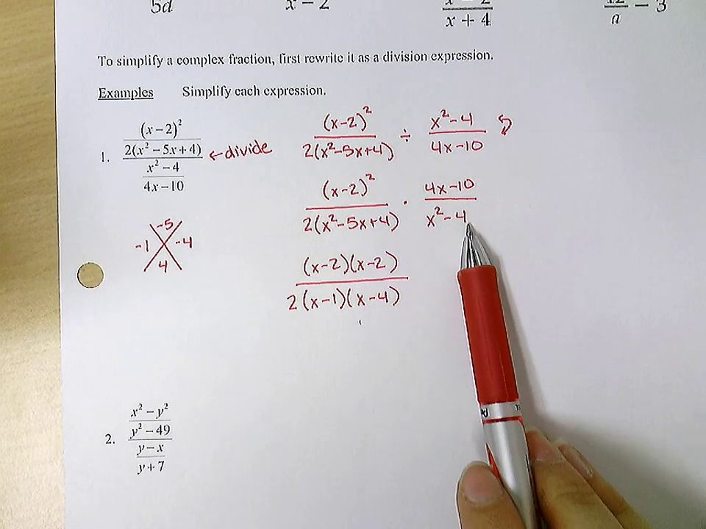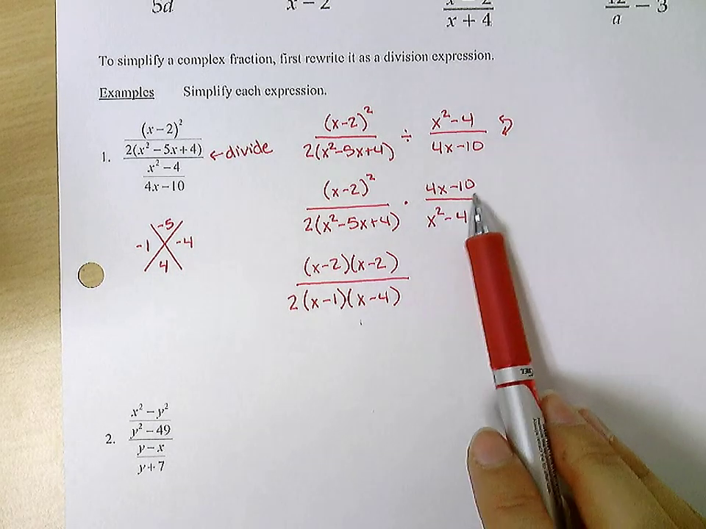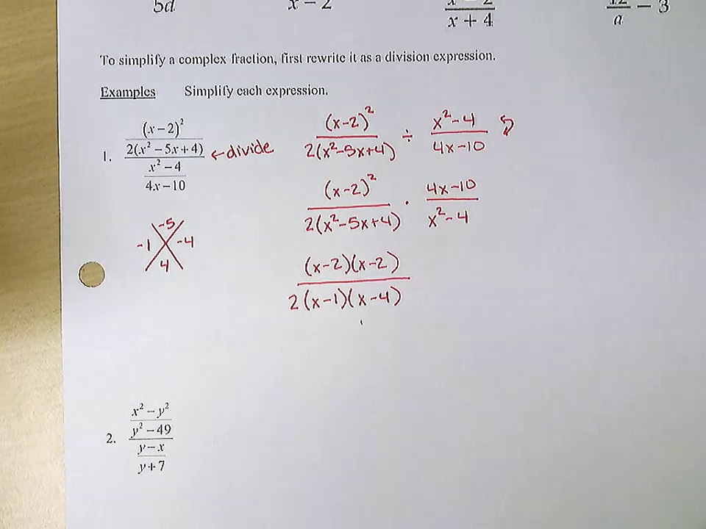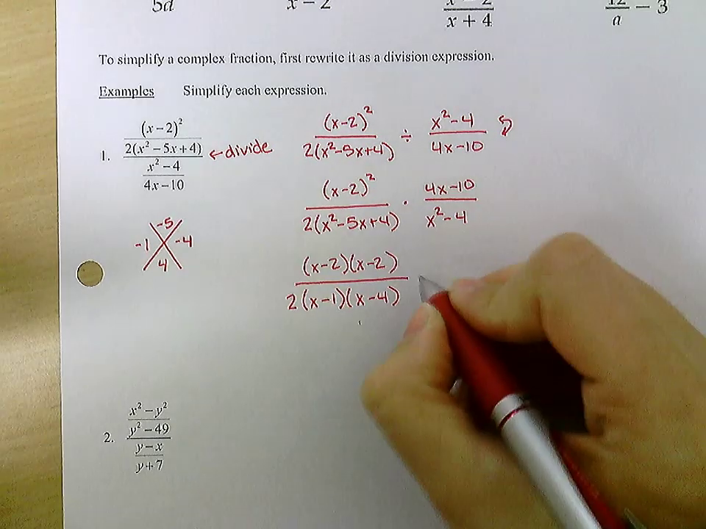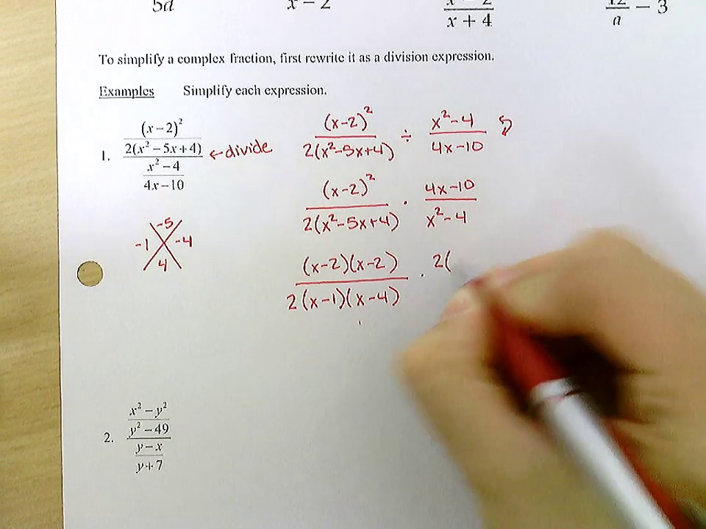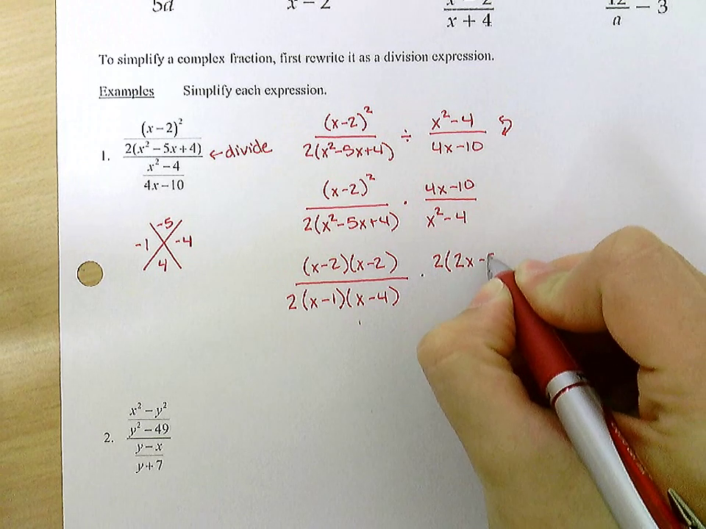Same thing in my second fraction. I want to factor this. Since it only has 2 terms, we want to factor what they both have in common. What do both of those terms have in common? A 2. So I'm going to factor out a 2, and I'm left with 2x minus 5.